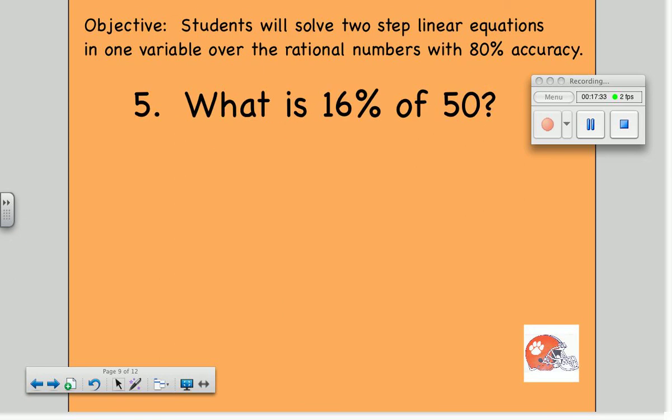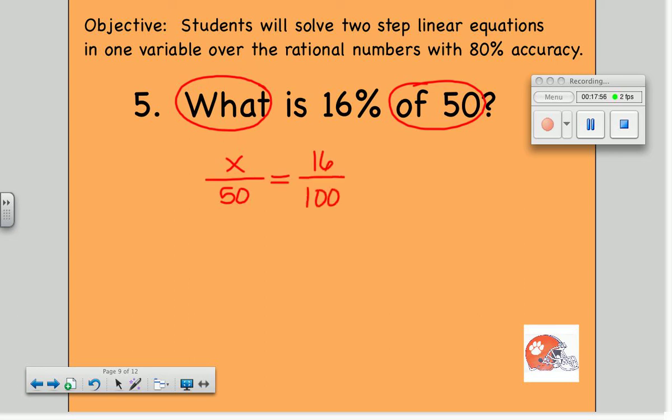What is 16% of 50? So this time I have what out of 50? I don't know what. What out of 50? And I have 16%. That's 16 over 100, because all percents are out of 100.